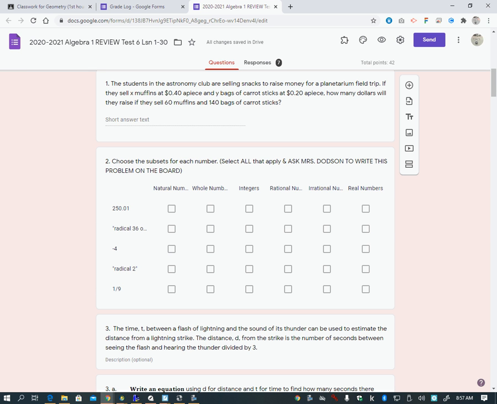All right, let's look at question number 1. The students in the astronomy club are selling snacks to raise money for a planetarium field trip. If they sell X muffins at 40 cents a piece, Y bags of carrot sticks at 20 cents a piece, how many dollars will they raise if they sell 60 muffins and 140 bags of carrot sticks? Okay, we'll see if this lets me write on it. What type of equation am I trying to write here to start with?